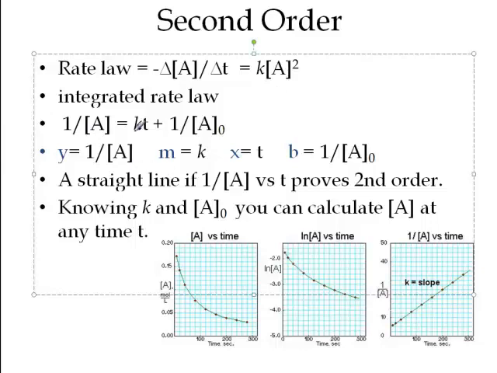Y equals mx plus b, right? So instead of plotting the natural log, we're going to plot 1 over the concentration. And so these are the only two parts that change, except that you'll notice there's no negative sign here. And let's look at our graphs to see why.